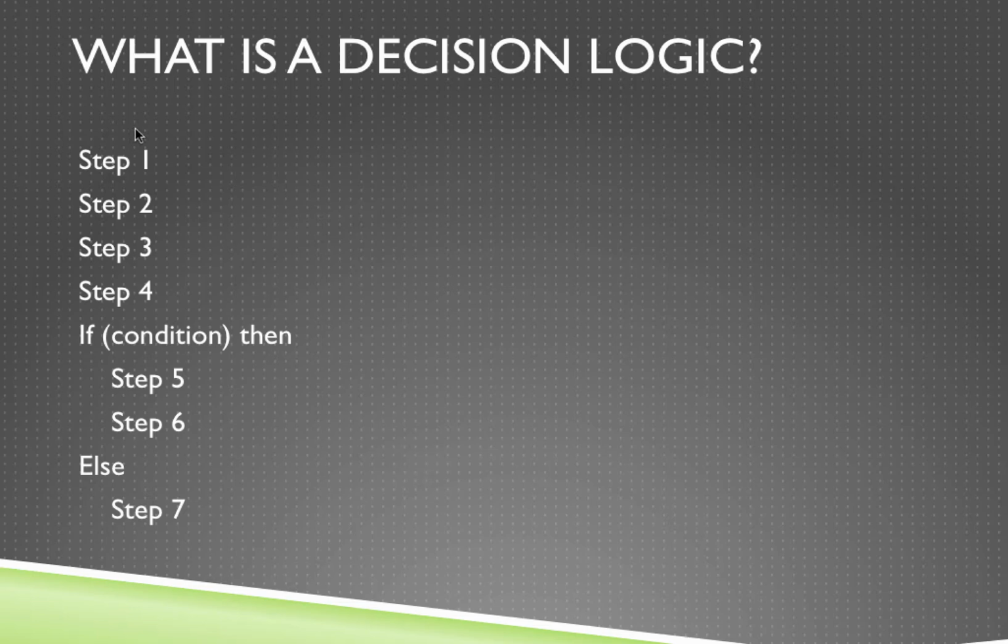So what exactly is decision logic? Decision logic is where you have some kind of condition that is going to determine whether you execute one or more steps. You can have an if statement like we show here, where if that condition is true, then you're going to execute steps 5 and 6.